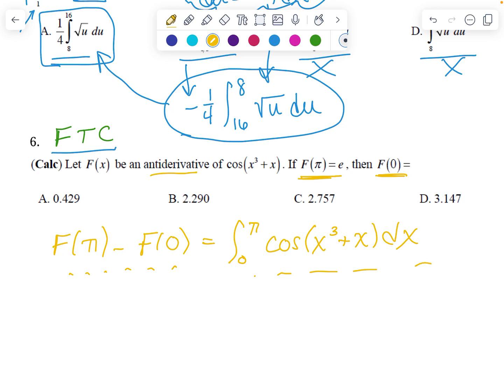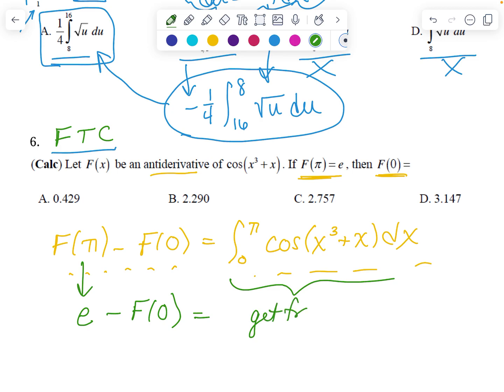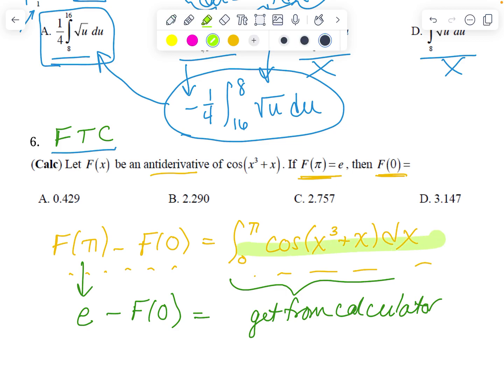So we can just reorganize this, right, with the things that we know. We know that f at pi is e, okay? And then f of 0 is what we're looking for. And this is something that we could find on our calculator, okay? Get from calculator. This is not how you'd show your work on an FRQ, but it's in multiple choice, so write it however you want. Okay, so I'm going to take e minus what I get from fn int, and that's going to tell me my answer. Okay, so e minus the fn int value from this part is going to give me f of 0, and that was just that.